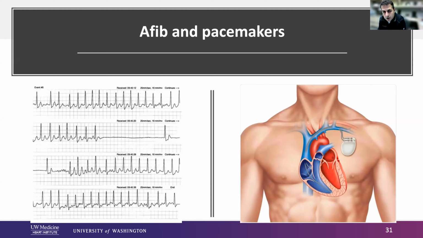The appendage occlusion option with Watchman, or the new occluder called Amplatzer Amulet, is very suited for this type of scenario, where it will offer the protection against strokes without having to use the blood thinner long term, and therefore you're mitigating the risk of bleeding by avoiding the use of the blood thinner.